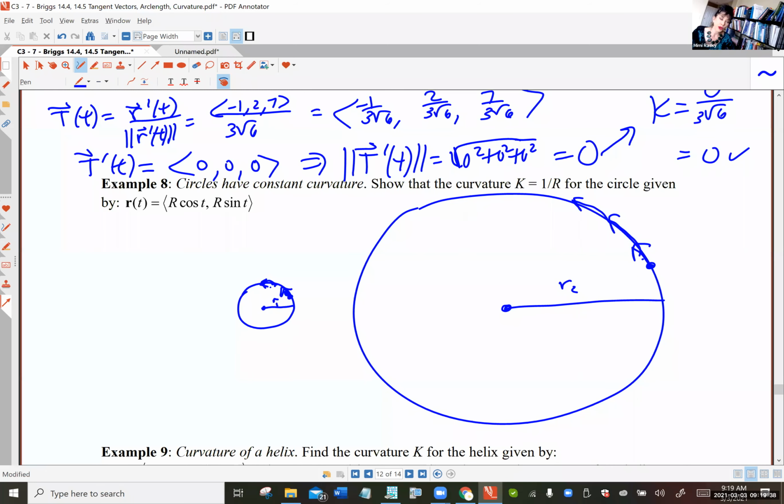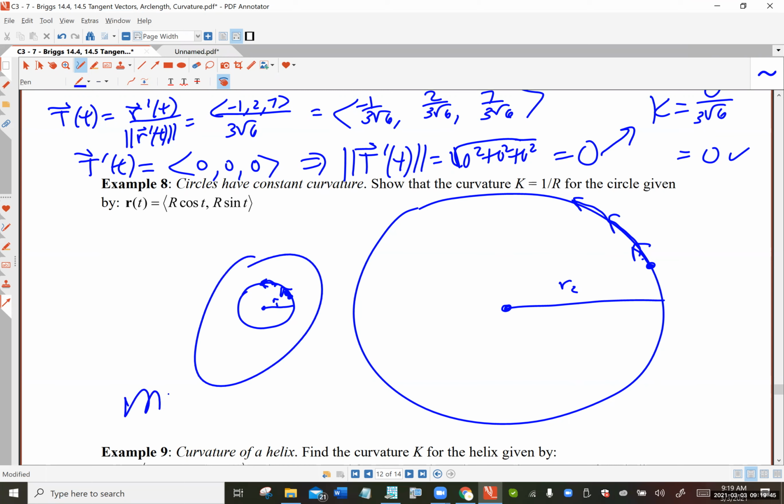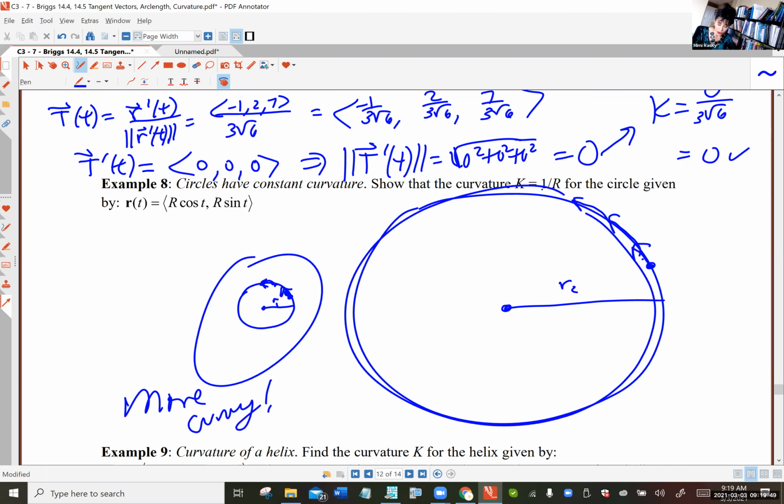Which circle would require you to really crank that steering wheel a little bit more? The smaller one. Yeah, this is more curvy. It has more curve than the larger circle. If you're driving around a big circle, like an off ramp or a circular thing, it's not really straight, but it's not that curvy because it's such a large circle. So the larger the circle is, the less curvy it is. And the tinier it is, the more curvy.